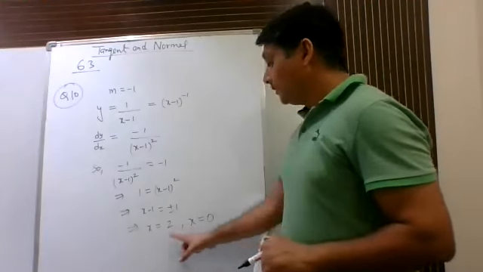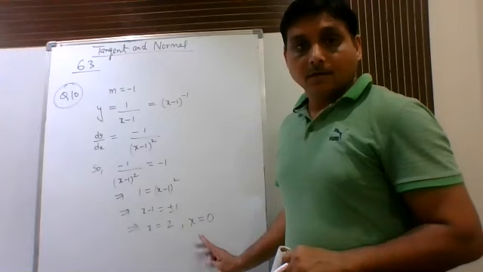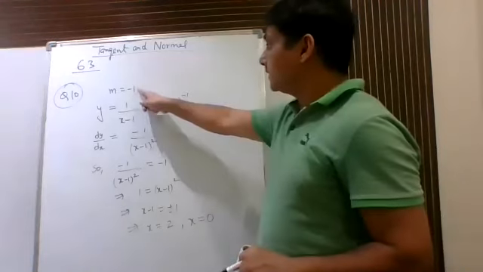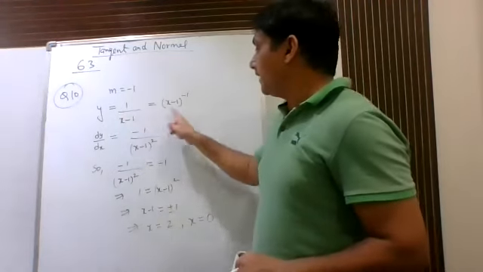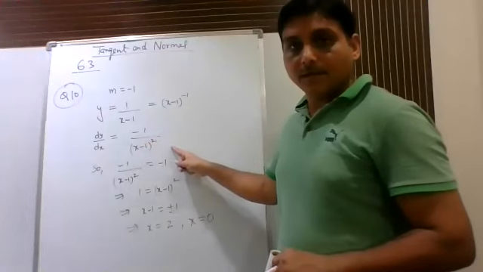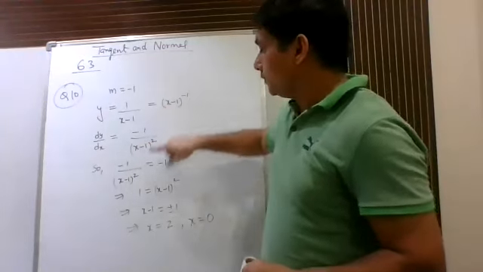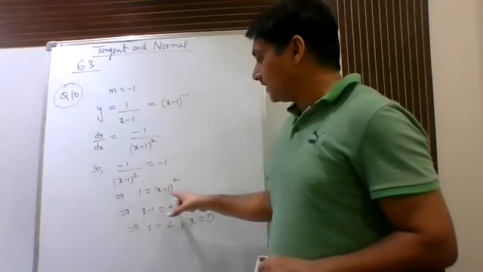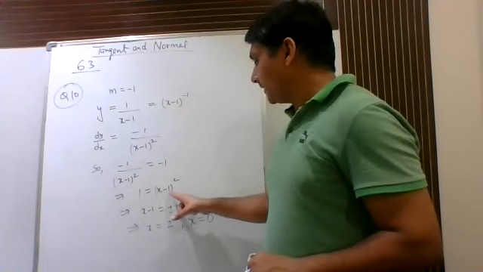So these are the two values for x. How am I calculating? This is the slope of the tangent. From the curve, when I take the derivative, this is also the slope of the tangent. So let us equate it. When you equate, minus 1 cancels out, so you will get 1 is equal to (x minus 1) whole square.